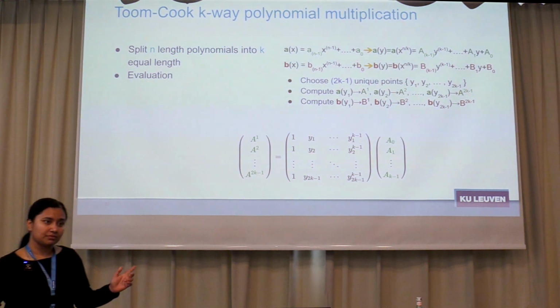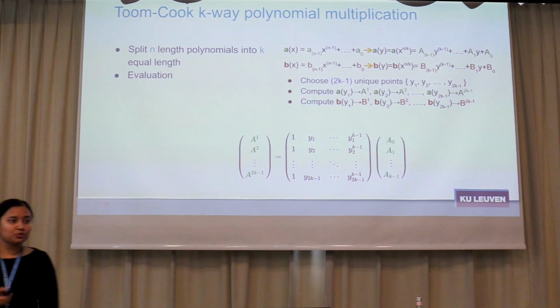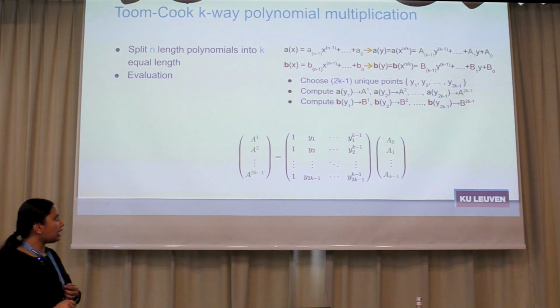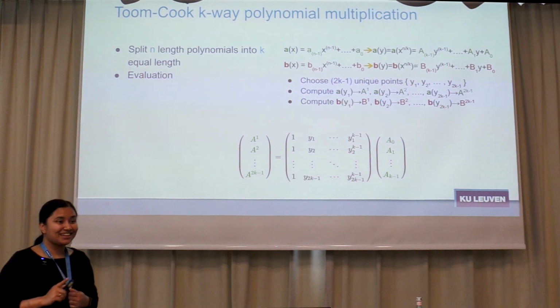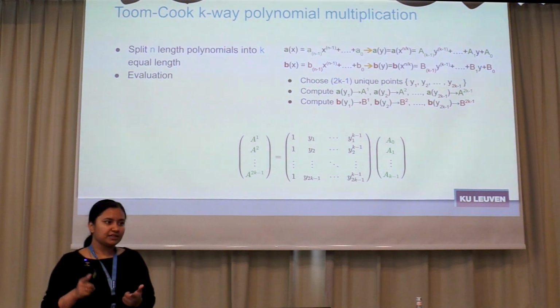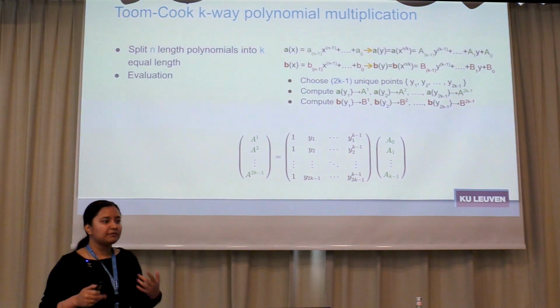We have an extra benefit. We do always take, if we have to pick three numbers, then let's say we are doing Karatsuba, that is Toom-Cook two-way multiplication. I'll choose 0, infinity, and 1. So we have fewer operations.